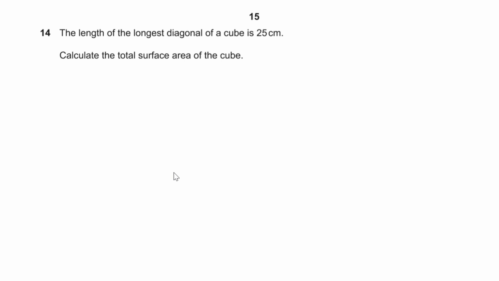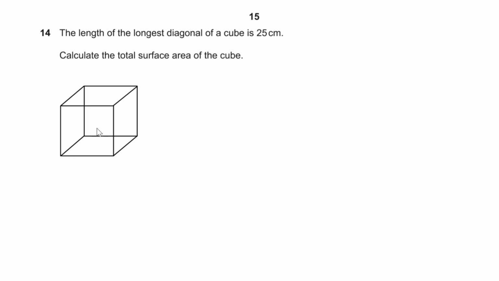Question number 14. The length of the longest diagonal of a cube is 25 centimeters, and we have to calculate the total surface area of the cube. So first of all, let's draw a cube. So over here we have a cube. Now we were told that the length of the longest diagonal of the cube is 25 centimeters. So here is the longest diagonal, and the length of this is 25.